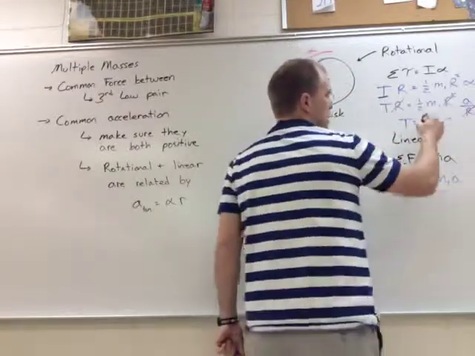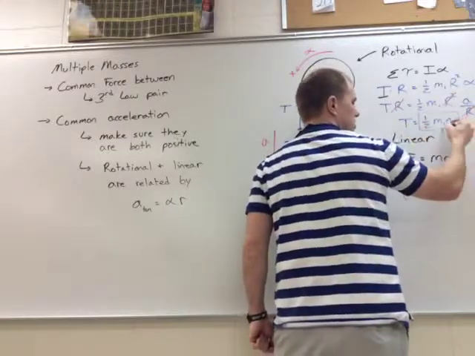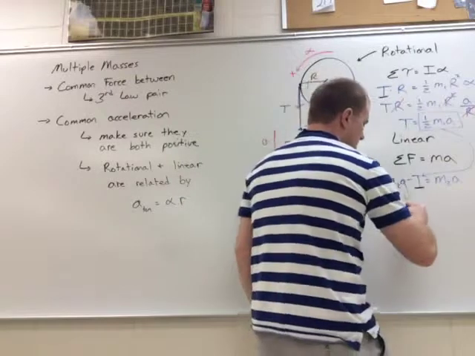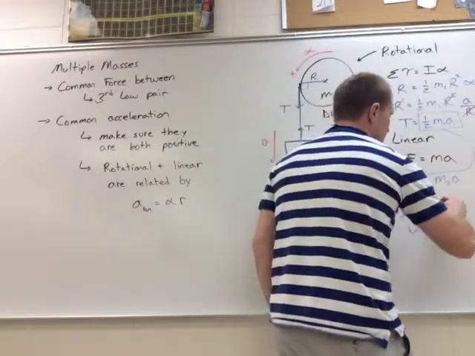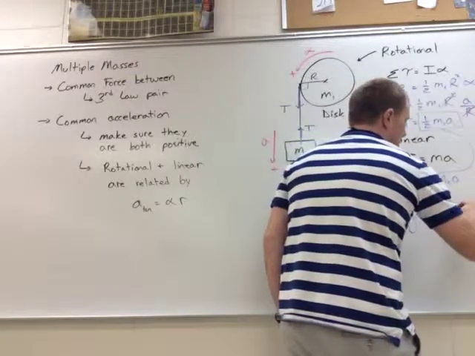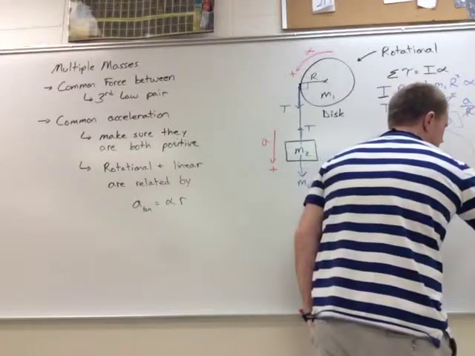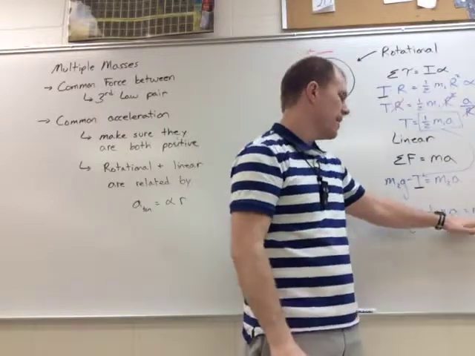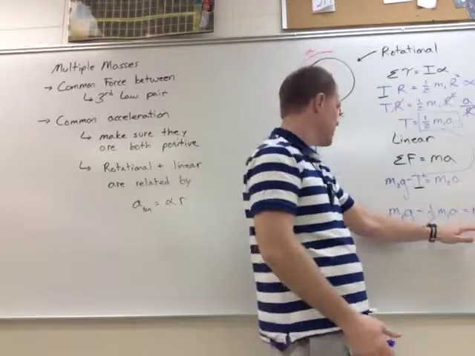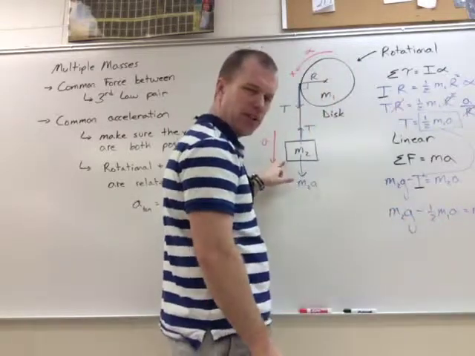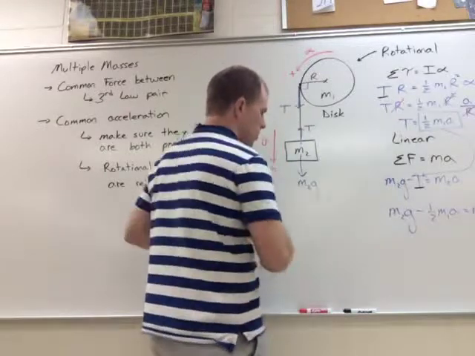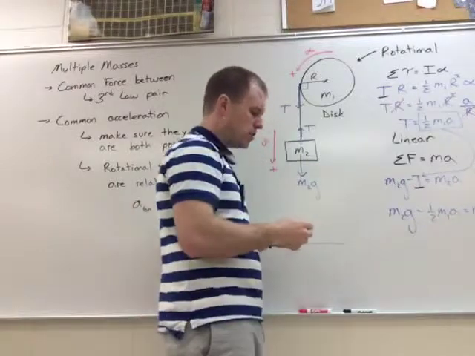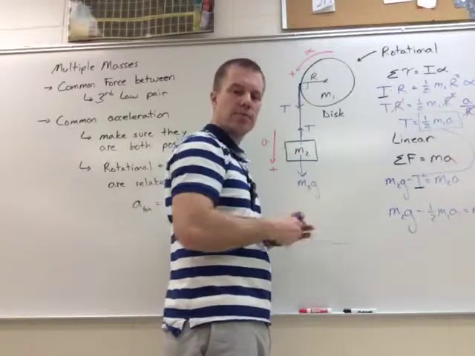Now I can make a substitution, because I know what tension is in terms of A. Plug it in here, and now I'm left with a single equation with a single unknown, because they did tell us what M2 and M1 were. So now I can solve for A. Once I know the acceleration here, it turns into a 1D motion problem to figure out how fast it's going at the bottom. Just list your variables and choose an equation from the sideboard.